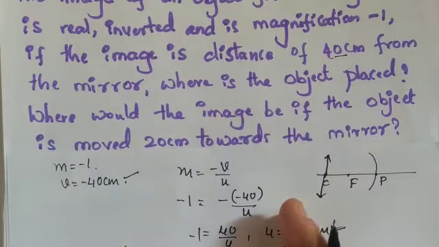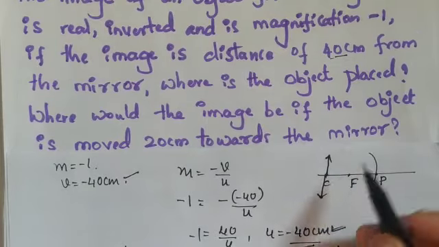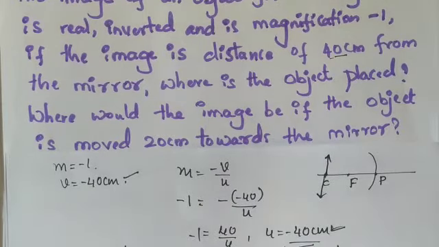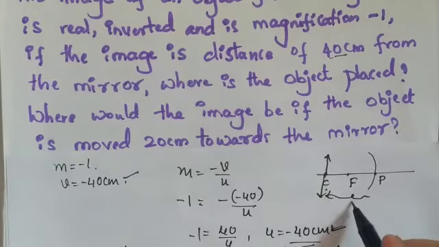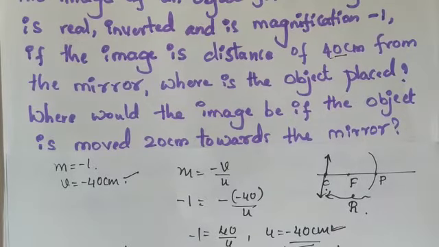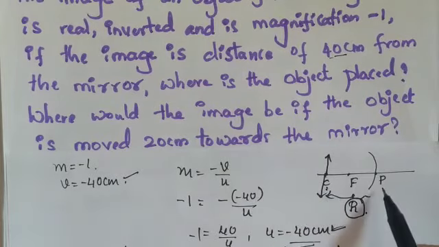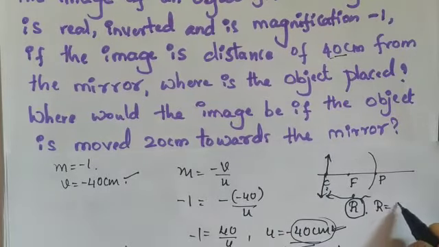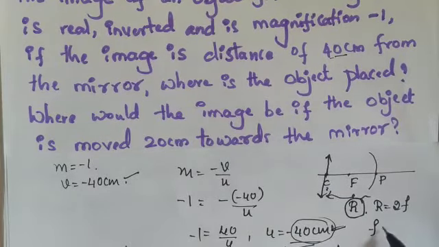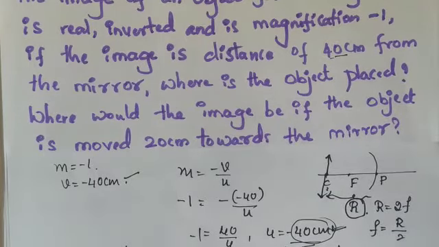Now if I have moved the object 20 centimeter towards the mirror, without calculation you will see, because you know this is between the center and the pole, which is nothing but the radius of curvature. Since between the center and the pole they have given 40 centimeter, you can use R is equal to 2F. So F is equal to R divided by 2, that is 40 divided by 2, you will get 20 centimeter.